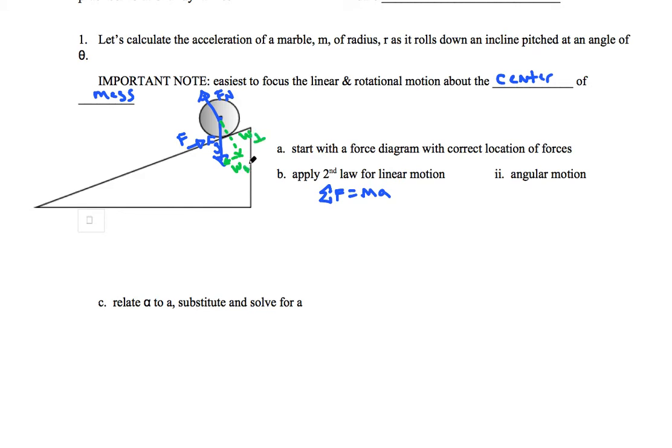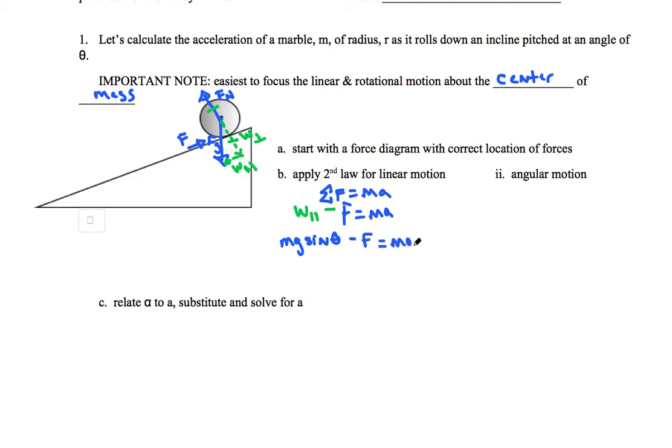Both of these forces are not what's actually causing it to accelerate down. The weight perpendicular is equal to the normal force, and the weight parallel minus this frictional force, the force going against it, is what's equal to my ma. So the weight parallel minus that frictional force is equal to ma. Now, the weight parallel is mg sine theta, minus that F, and that's equal to ma.